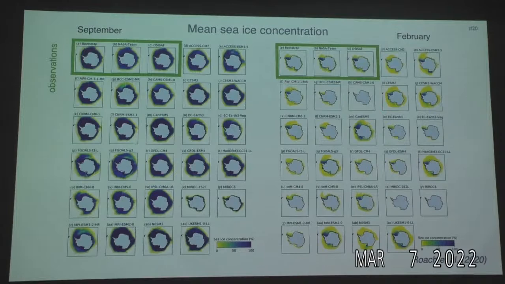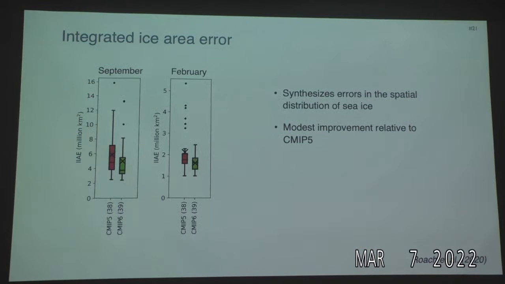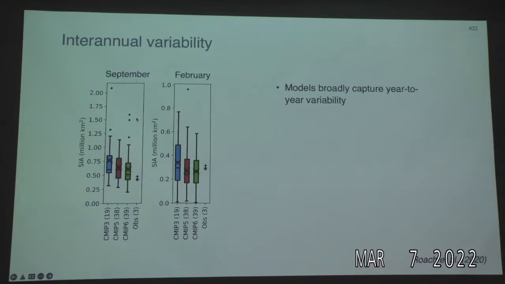And we can use the integrated ice area error to synthesize areas in the spatial distribution of sea ice. And so here, this is an error, so there's no observations on this figure. And you can see that as compared to CMIP 5, there's been a fairly modest improvement. So this error has reduced a little bit. The intermodal spread is a bit more reduced, but we still have some outliers. We also looked at the interannual variability. This is the standard deviation of the sea ice area time series, again in September and February, versus the observations. And so we found that the models broadly capture the year-to-year variability seen in the observations.